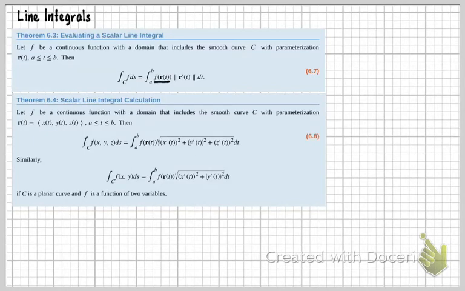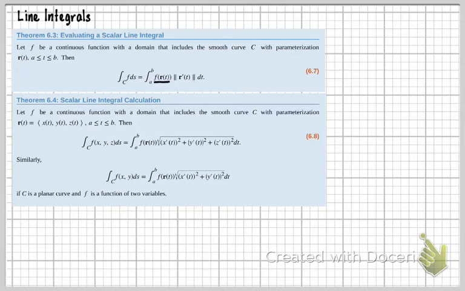Line integrals. Let f be a continuous function with a domain that includes the smooth curve C with parameterization r(t), with t between a and b. Then the integral over C of f ds, and that means the function with respect to the change in the arc length, is equal to the integral of f(r(t)) times the magnitude of r prime t dt.